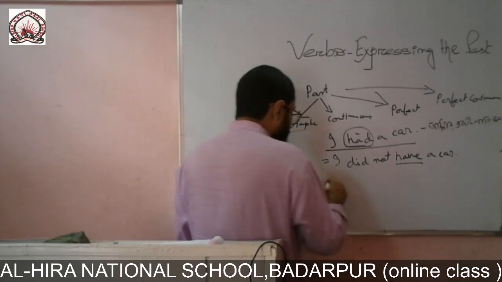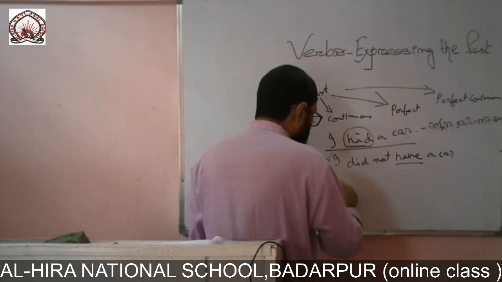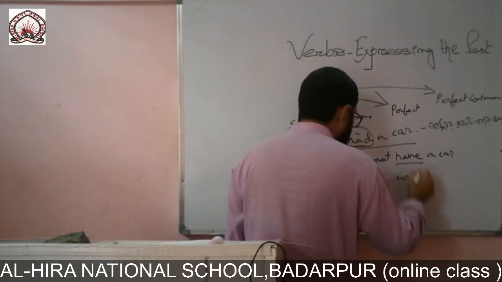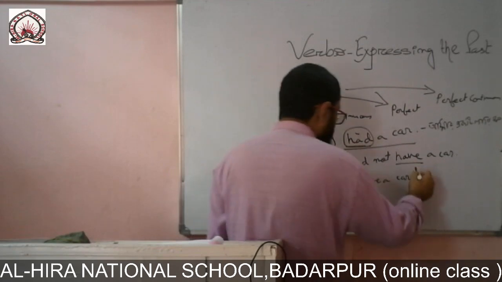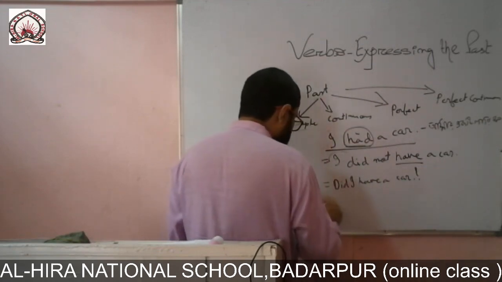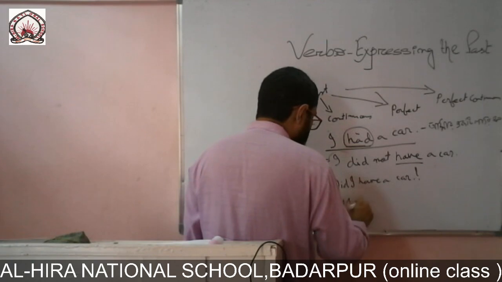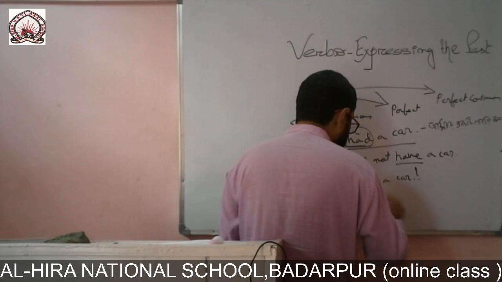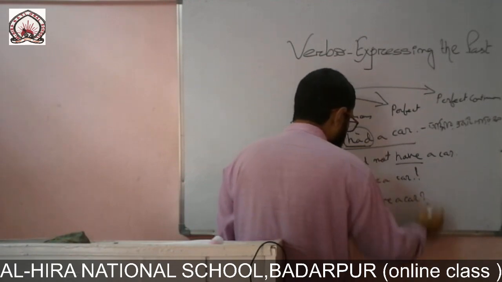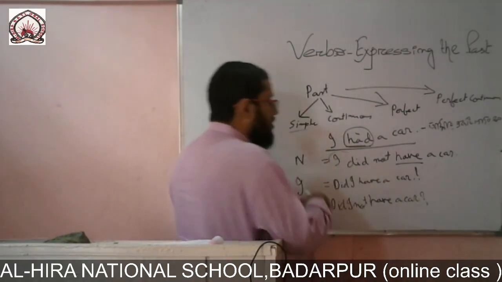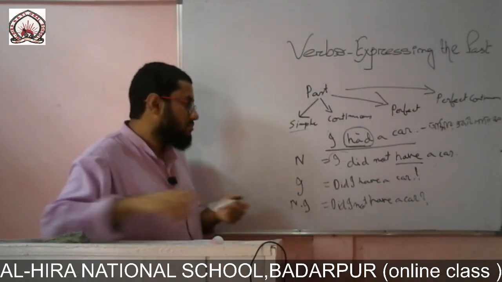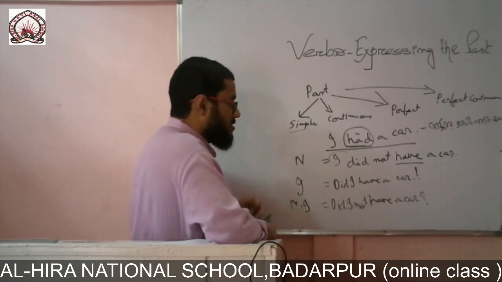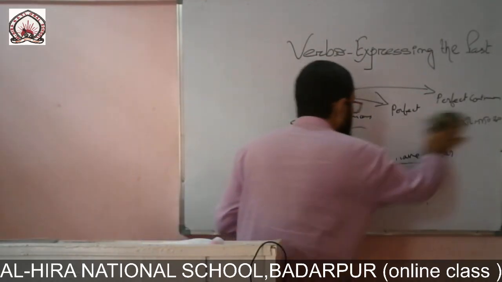How to make it interrogative? Just put this did before the subject. Did I have a car? Okay. Now negative interrogative. Did I, then put not, then have: Did I not have a car? Like this we have to do. Another one, I hope you have gone through these points. Okay.